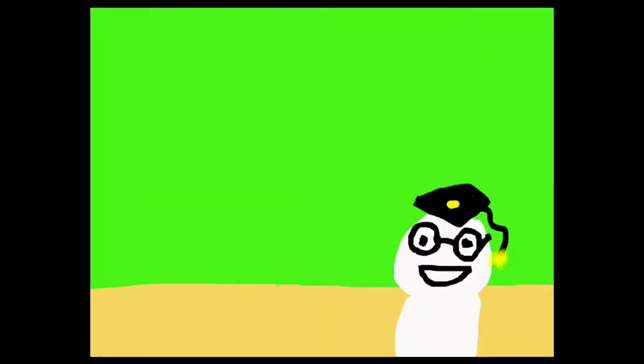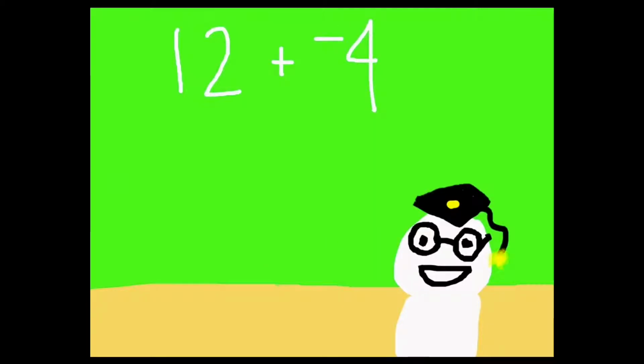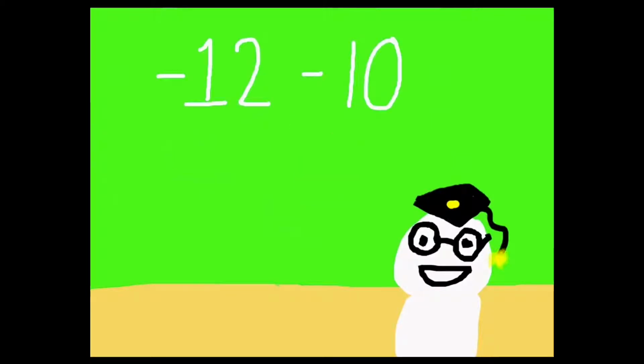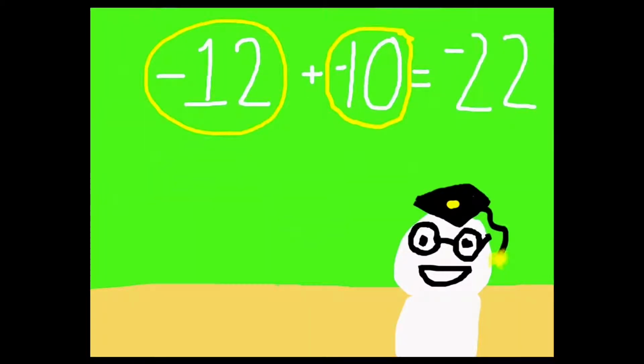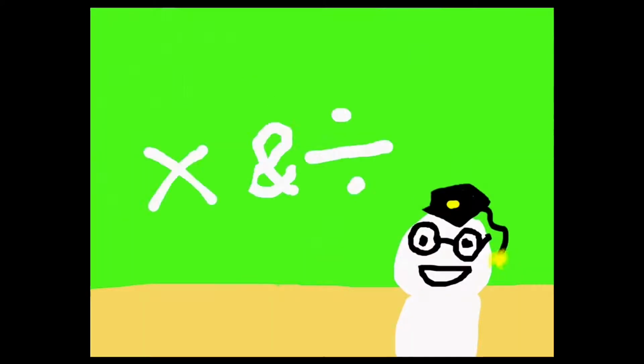Now time for subtraction. You'd have 12 minus 4. You always keep the first number in subtraction, change the minus sign to a plus sign, and change the last number to its opposite. For different signs, it's the exact same rule. Always keep the first number, change the negative sign to a positive sign, and change the last number to its opposite.